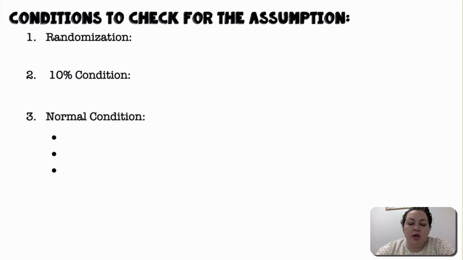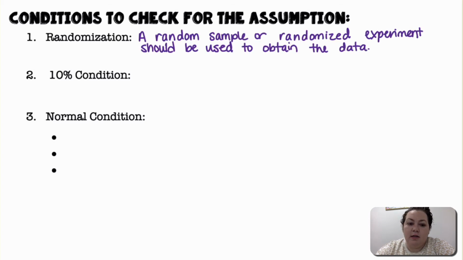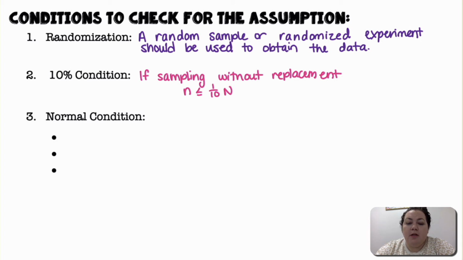So I'm going to check the conditions to see if I can use a normal distribution to solve problems. The conditions here: it still needs to come from a random sample or a random experiment. The 10% condition, which again is checking for independence. If I'm sampling without replacement, then n has to be less than or equal to 1/10 of the population size. Sometimes it'll just tell you that it's independent, that'll be stated.